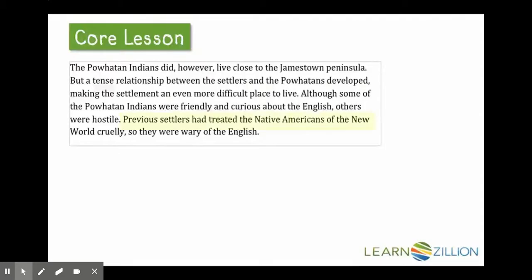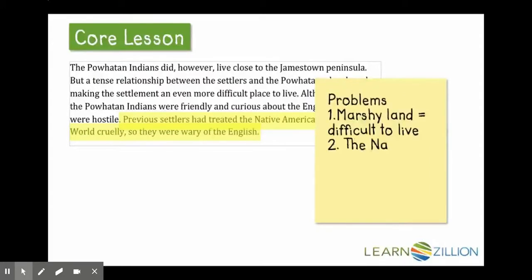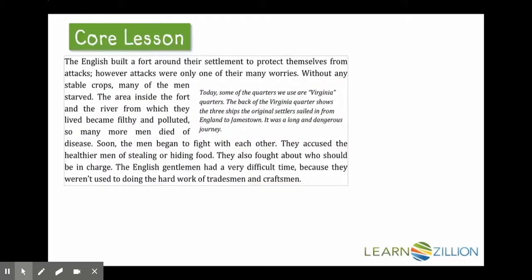I'm going to continue reading, and I see that the previous settlers had treated the Native Americans of the New World cruelly, so they were wary of the English. This would also be another problem because the settlers were not getting along with the Native Americans. So under problems, I'm going to add a second problem, and that is that the Native Americans did not trust the settlers.